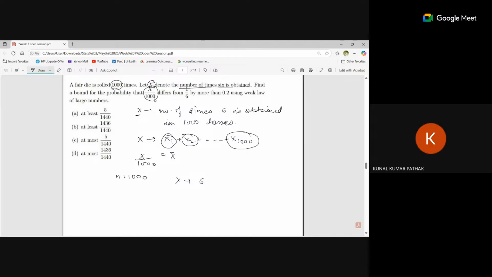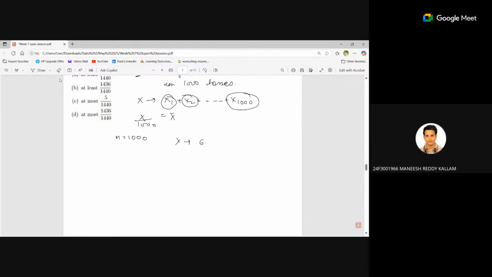Ma'am, x1 can be 0 also, if 6 does not occur in the first roll. Here you're adding x1, x2, x3 in that way. Can we say that in the 1,000 rolls, 6 may occur or not occur? If it occurs, we'll add.